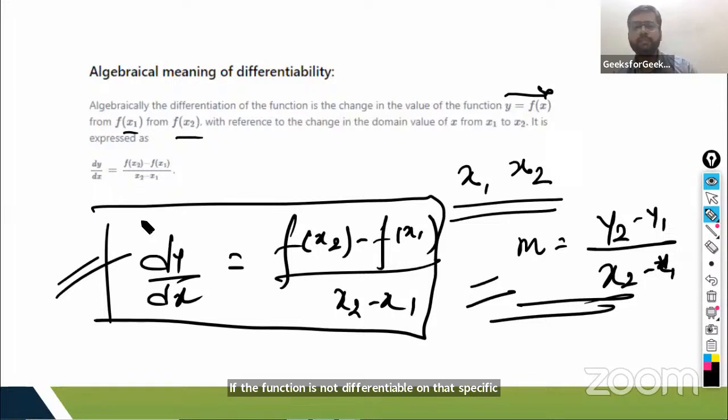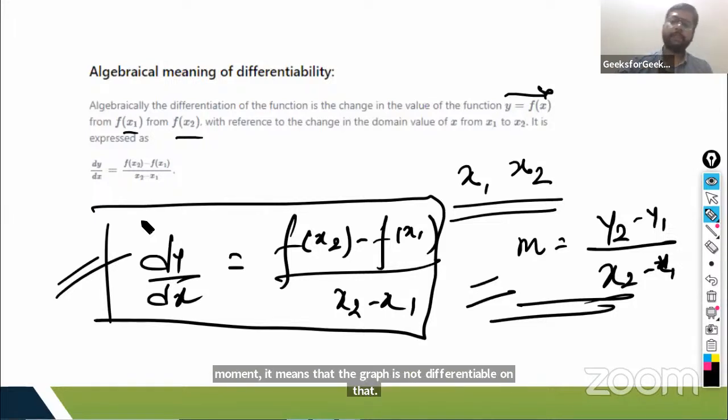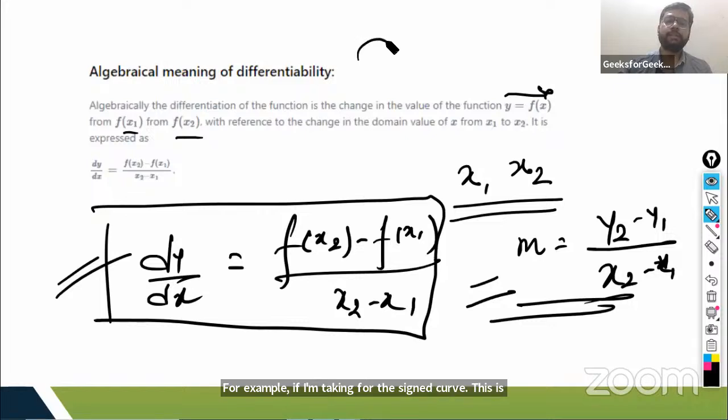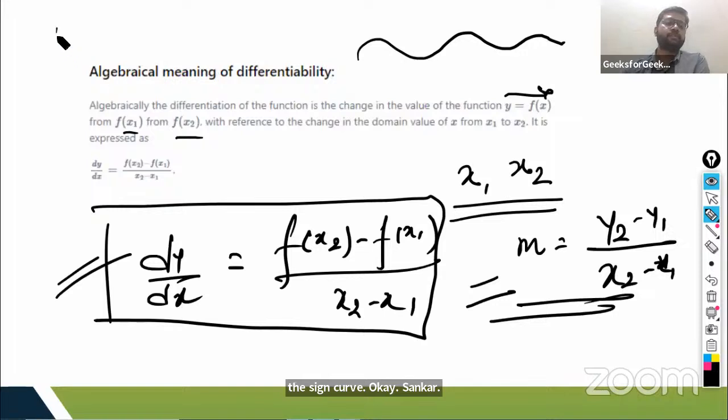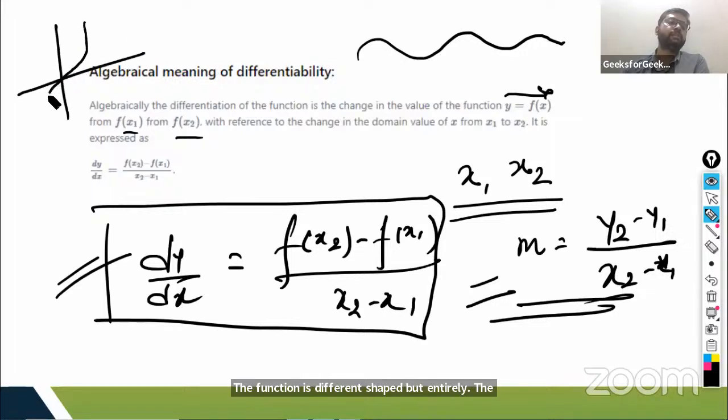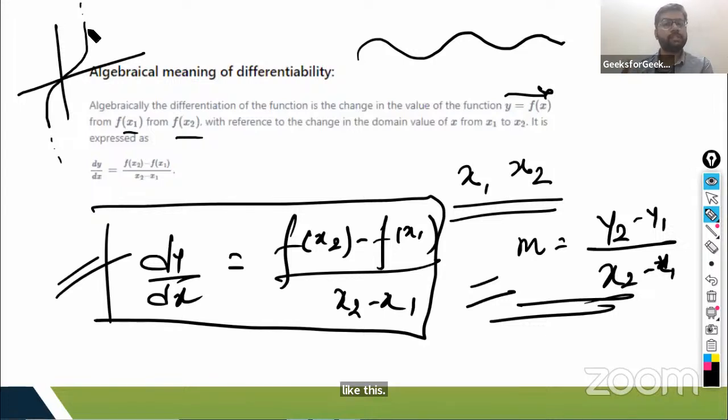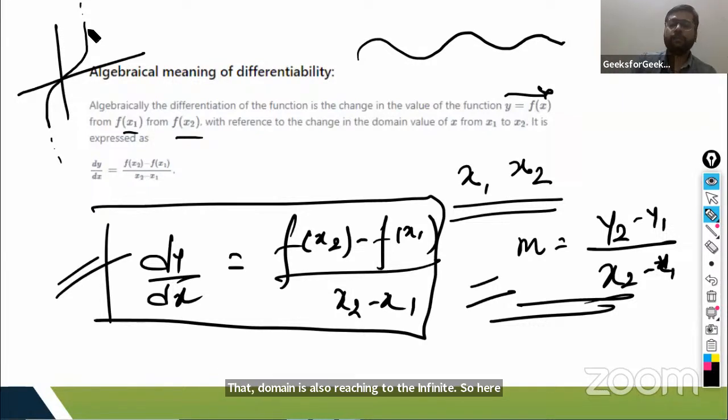For example, take the sine curve. The function is differentiable entirely. Then there is one more curve like this. Over there, the function is not differentiable entirely, because the graph is reaching infinity and the domain is also reaching infinity. So here the differentiability will be a bit different; I'm not giving the exact value, but the value will be not defined. Are you getting this point, the algebraic meaning of differentiability and what the topic of differentiability is?